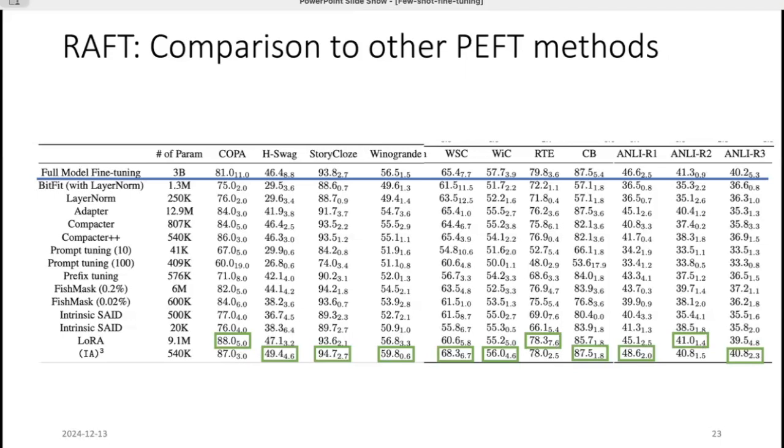So that's the ablation study. They studied the effects of different pre-training loss functions. And then they also do this ablation study to compare to other PEFT methods on this RAFT few-shot benchmark.